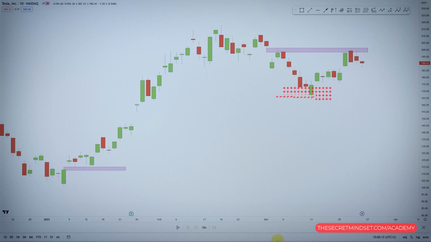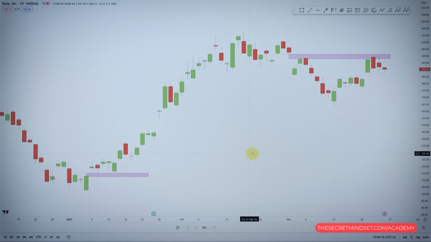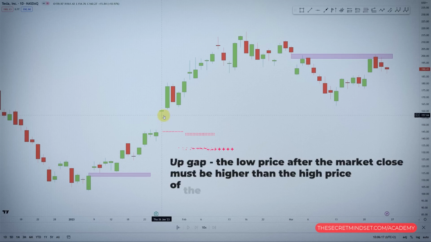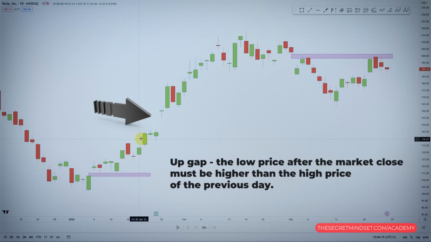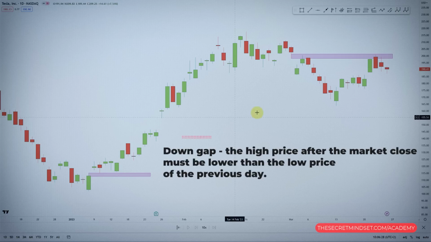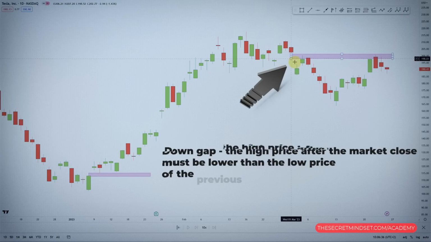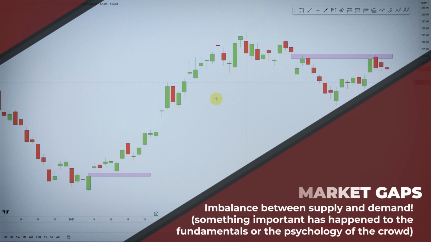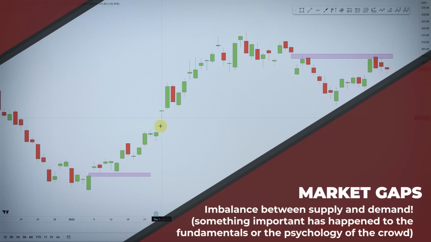There are 2 primary kinds of gaps, up gaps and down gaps. For an up gap to form, the low price after the market close must be higher than the high price of the previous day. A down gap is just the opposite of an up gap. The high price after the market close must be lower than the low price of the previous day. And these gaps happen because of an imbalance between supply and demand.